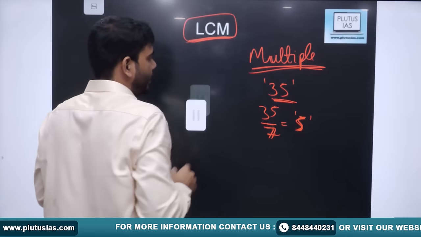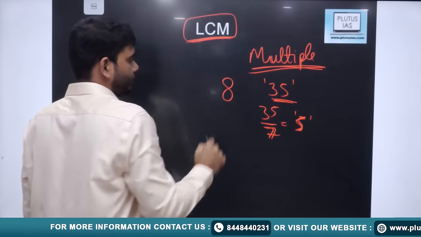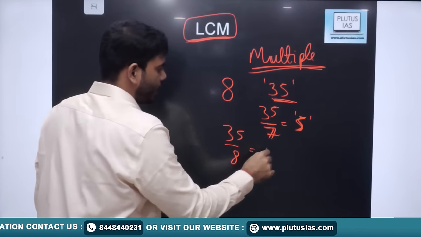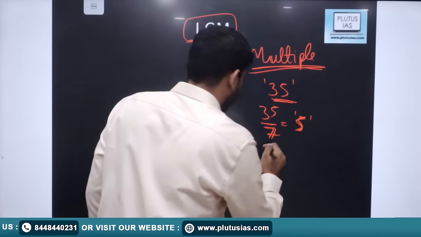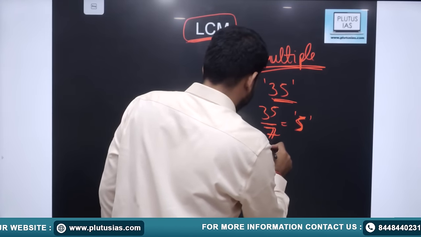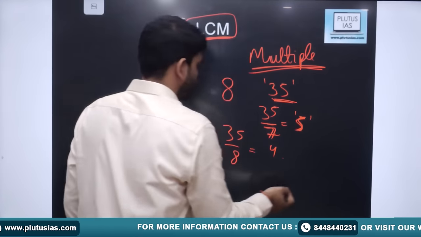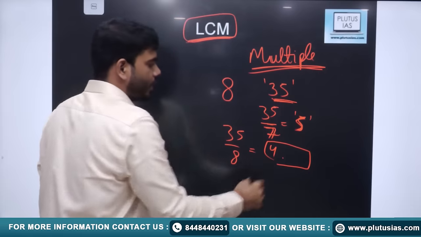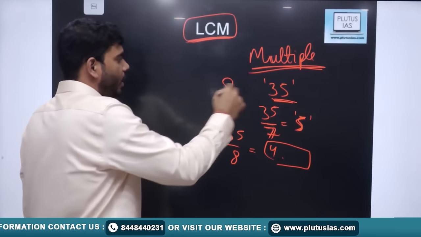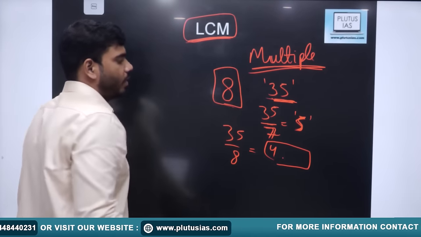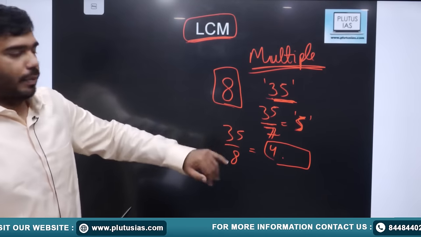Just for instance, if we take 8, when we divide 35 by 8, we do not get a complete number. What we will get is 4 point something. Right? It is a decimal number. It is not a complete number. That's why we can say 35 is not a multiple of 8, because 8 does not divide 35 completely. So that is a multiple.